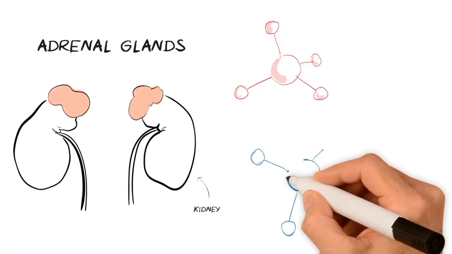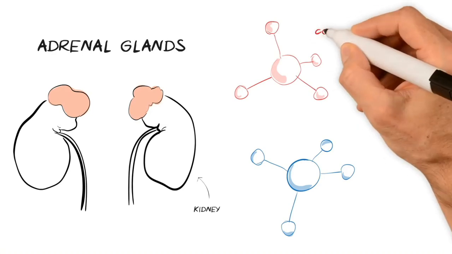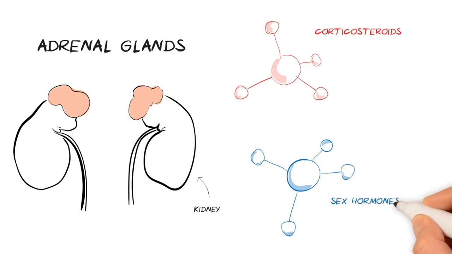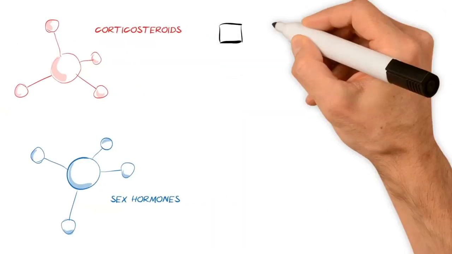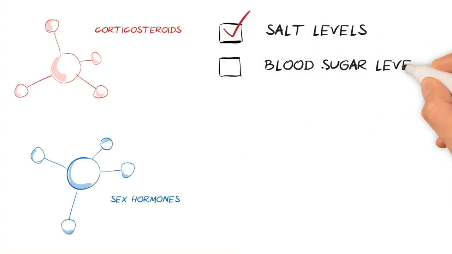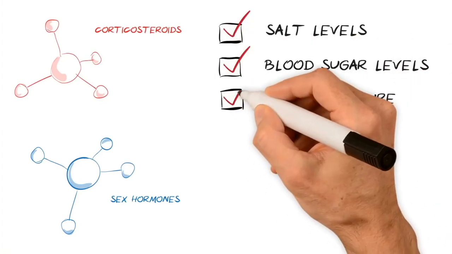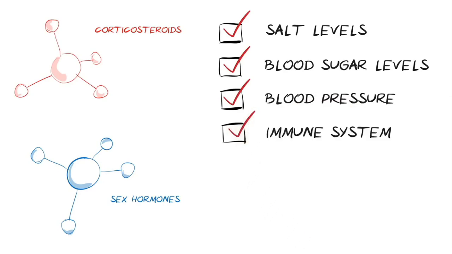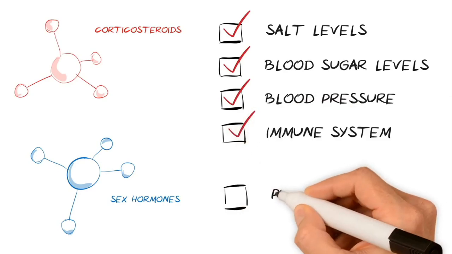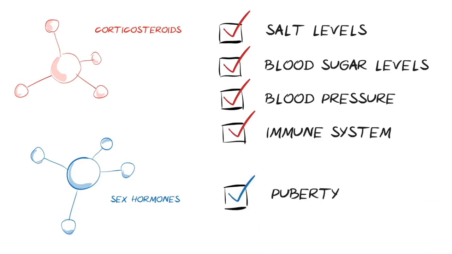The outer part of the adrenal gland produces two different types of hormones, corticosteroid hormones and sex hormones. The corticosteroids have a role in salt levels, blood sugar levels, blood pressure, and the immune system. The sex hormones are responsible for the changes that take place in boys and girls during puberty.